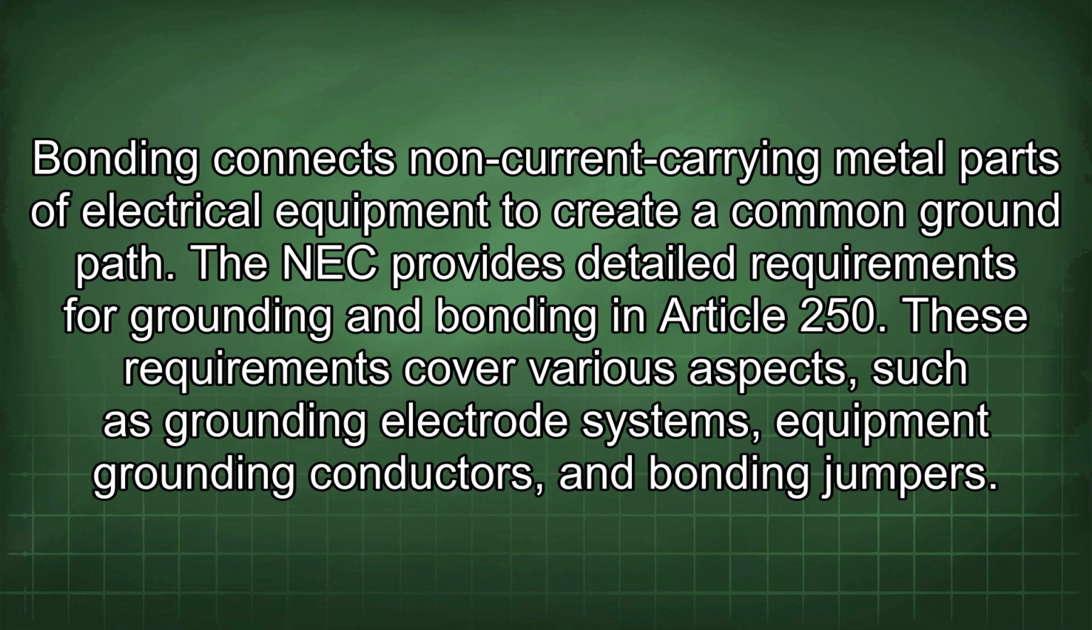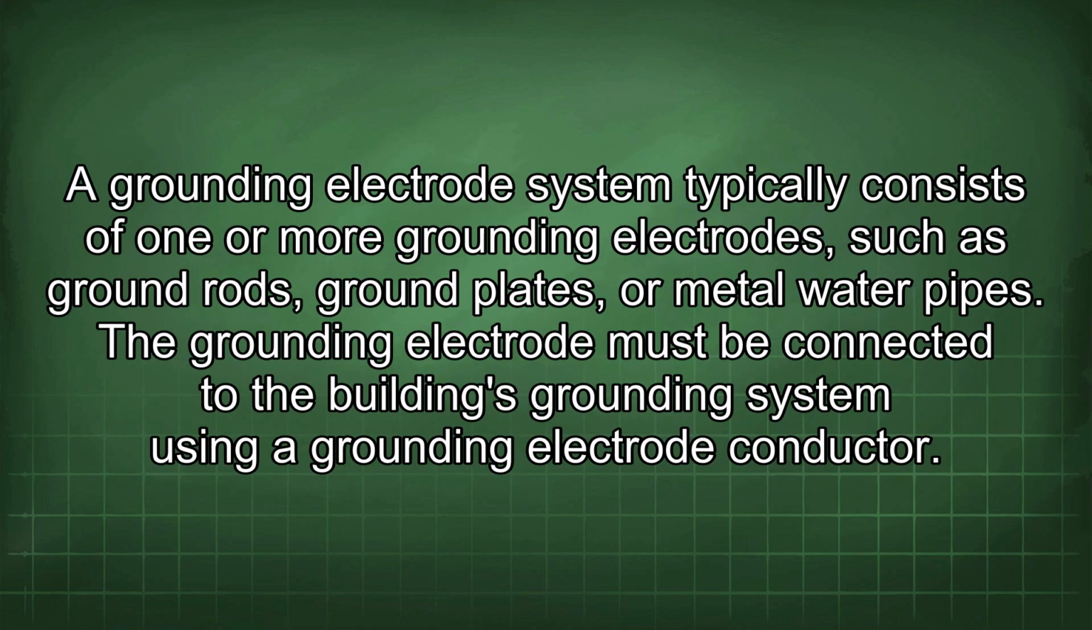These requirements cover various aspects such as grounding electrode systems, equipment grounding conductors, and bonding jumpers. A grounding electrode system typically consists of one or more grounding electrodes, such as ground rods, ground plates, or metal water pipes. The grounding electrode must be connected to the building's grounding system using a grounding electrode conductor.